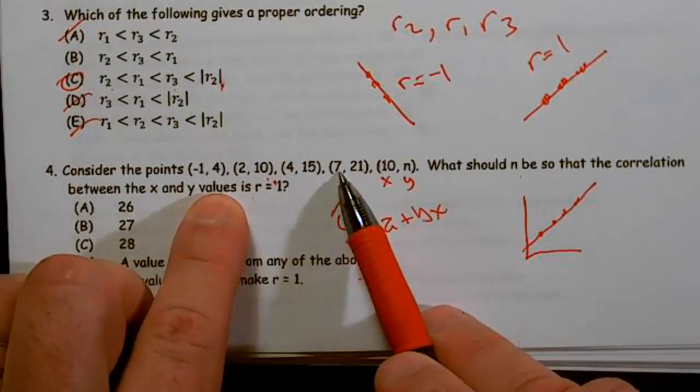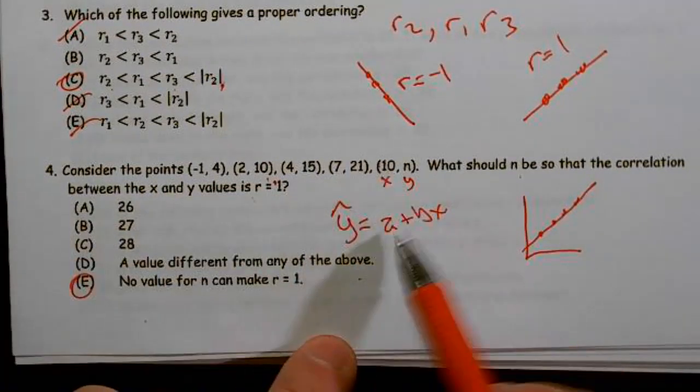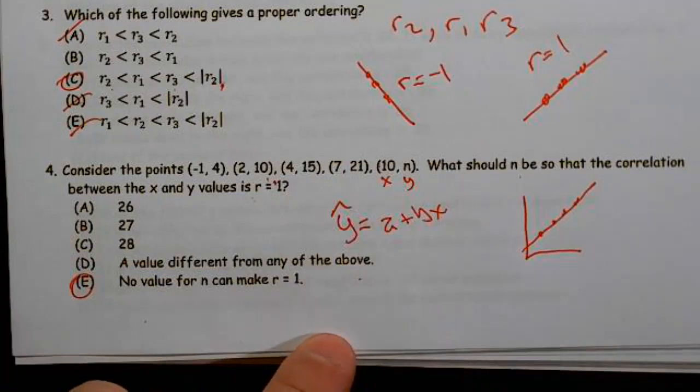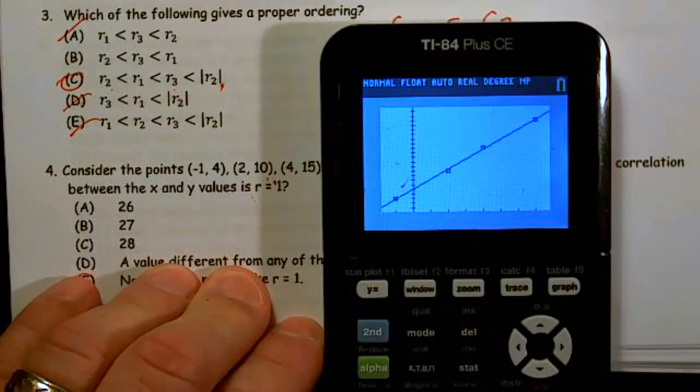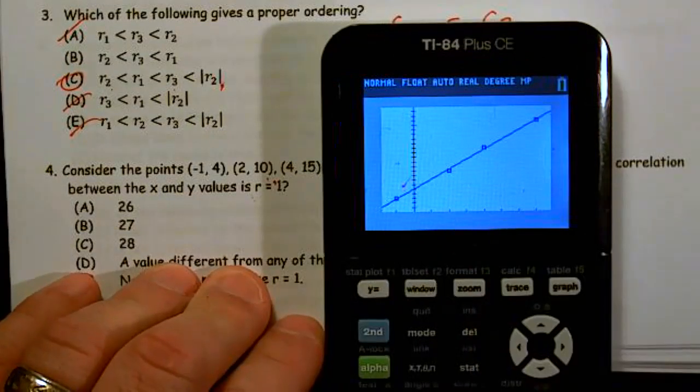Had these 4 been on the same line, I would just plug in 10 for X and solve for Y hat, and that would be fine. But in this particular case, they're not all 4 on the line, so we can't fix it. And there's nothing we can do about that one.